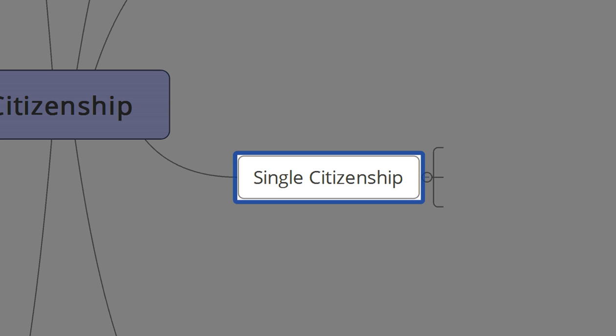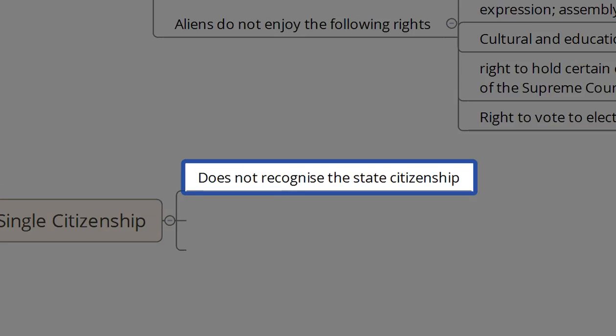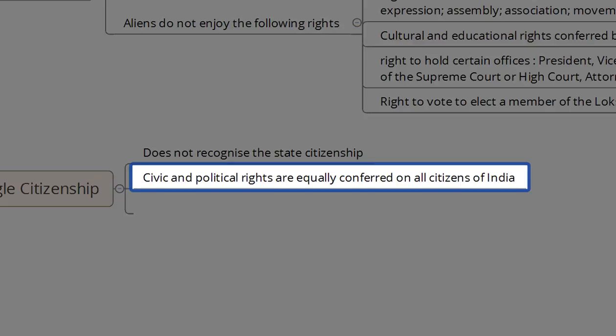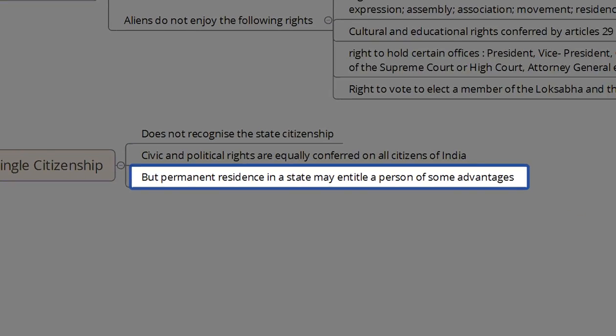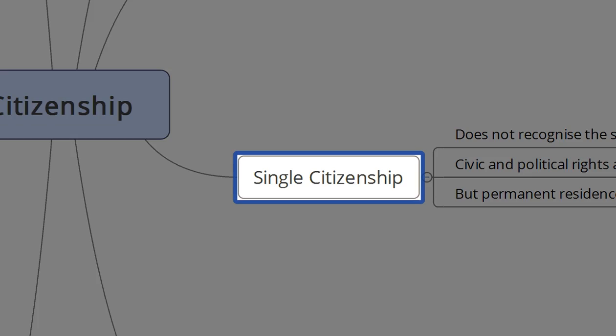So let's see about the single citizenship. India has conferred the ideology of single citizenship to its citizens. That means he does not have state citizenship; he only has country citizenship. So the civic and the political rights are equally conferred on all the citizens of India. However, permanent residence in a state may entitle a person to some advantages, maybe like employment advantages. So the state has the power to give those advantages on the grounds of residence.